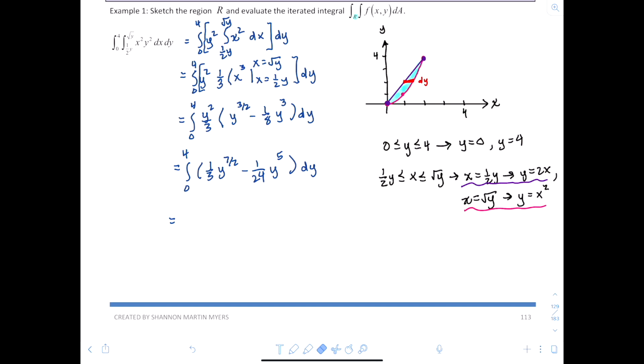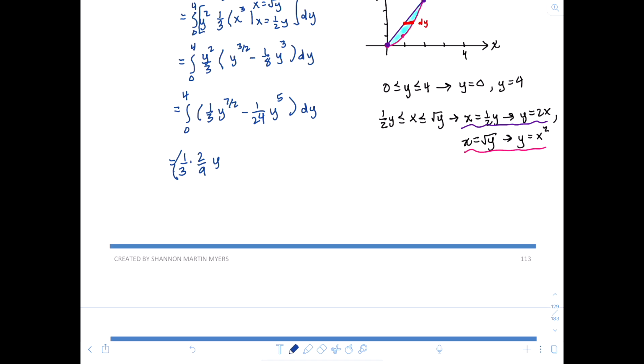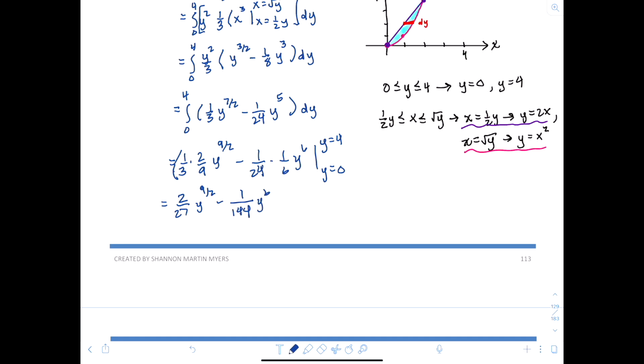So 1/3 times 2/9 y to the 9/2 minus 1/24 times 1/6 y to the 6. That's going to be evaluated from y is 0 to y is 4. Cleaning that up a little bit, we'll have 2/27 y to the 9/2 minus 1/144 y to the 6. And then those will be evaluated from y is 0 to y is 4.